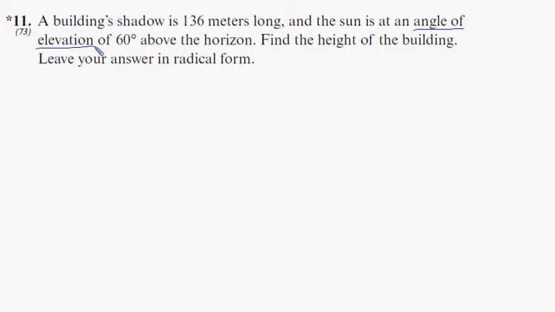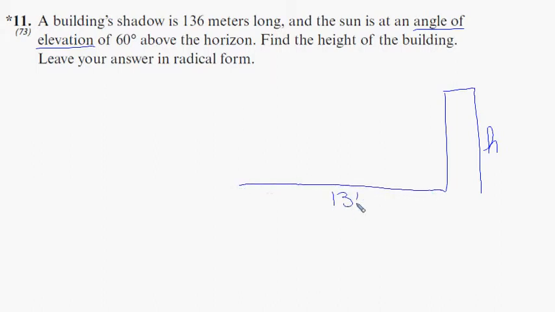So the first thing I'm going to do is draw a little sketch. And that's what I want you to do too. I want you to consistently draw sketches for these. You'll find that it's much easier. So the building's shadow is 136 meters long. So we're going to say this is 136 meters. We want to know the height of the building.